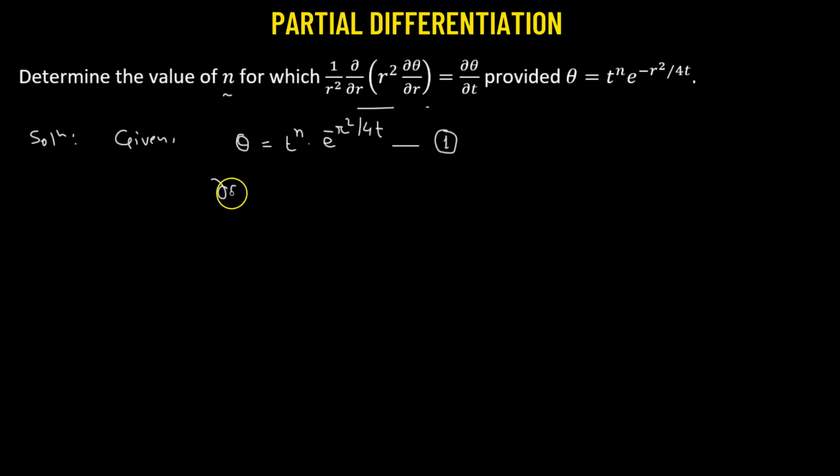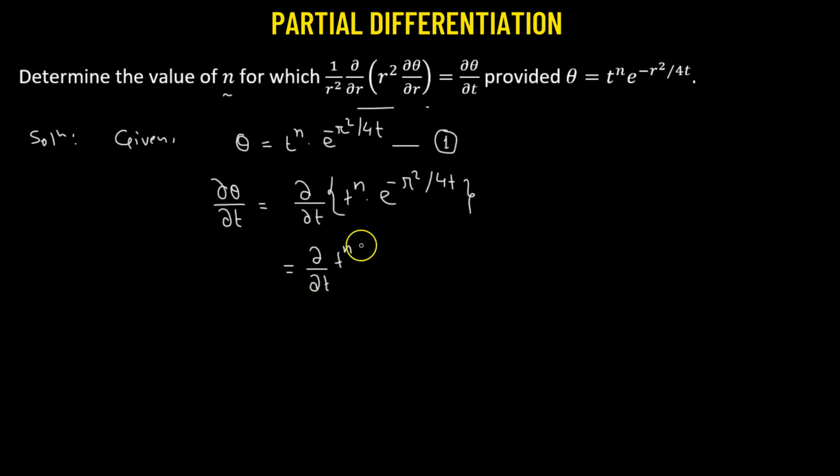Now let's take the partial derivative of theta with respect to t, which will be equal to the partial derivative with respect to t of t raised to the power of n times e raised to the power of negative r squared divided by 4t. Here we'll have to use the product rule. So that means we have partial with respect to t of t raised to the power of n, multiplied by e raised to the power of negative r squared over 4t, plus t raised to the power of n times partial with respect to t of e raised to the power of negative r squared over 4t.